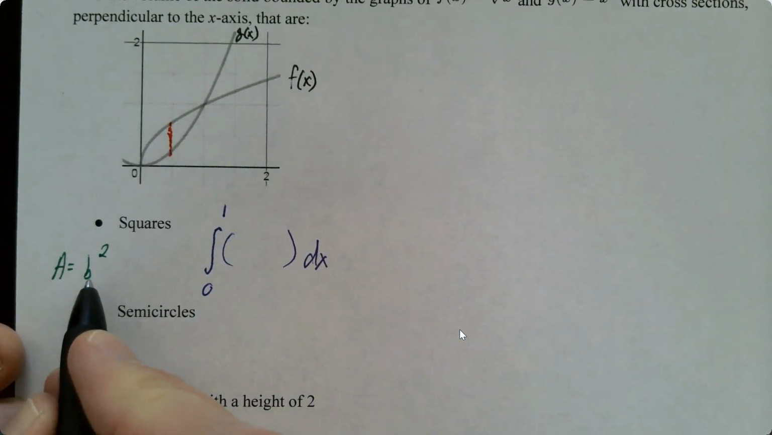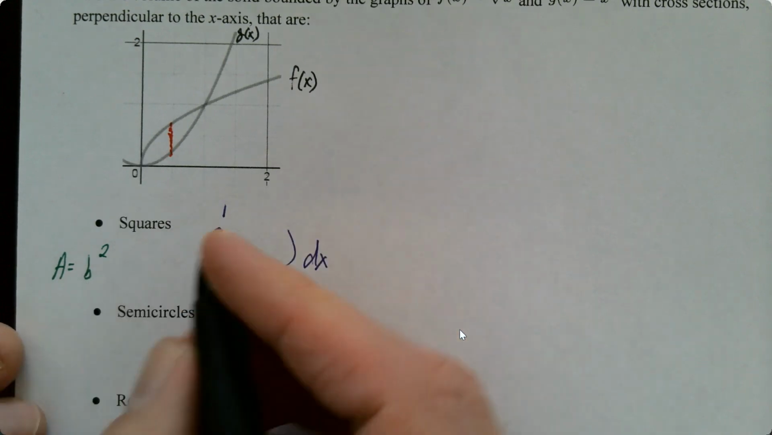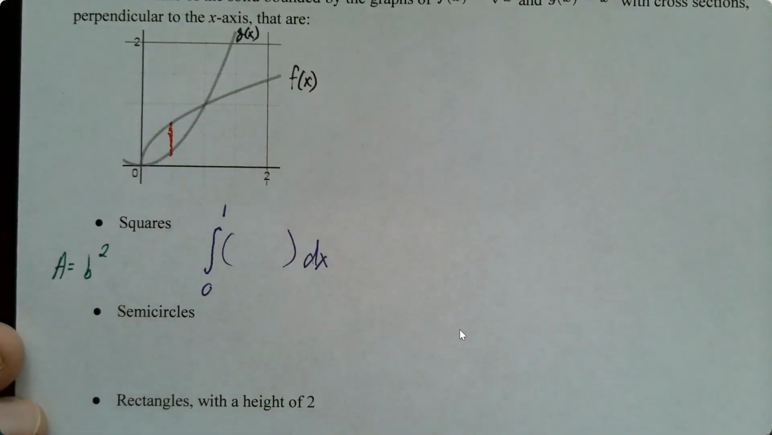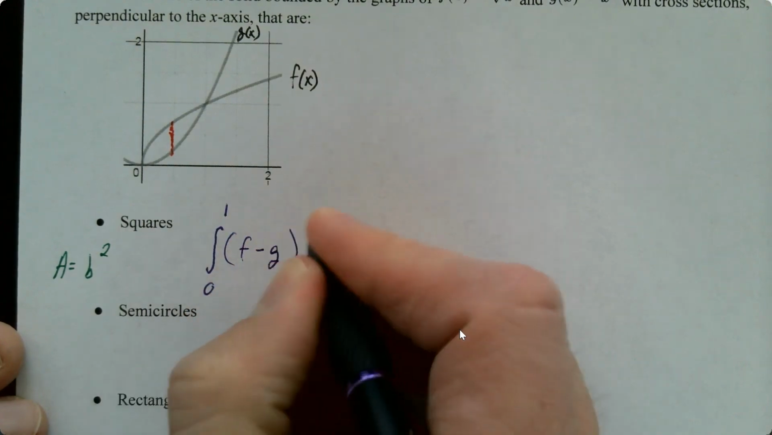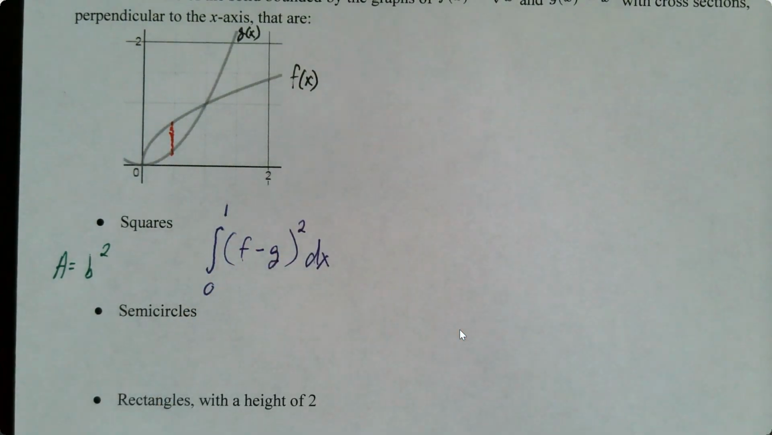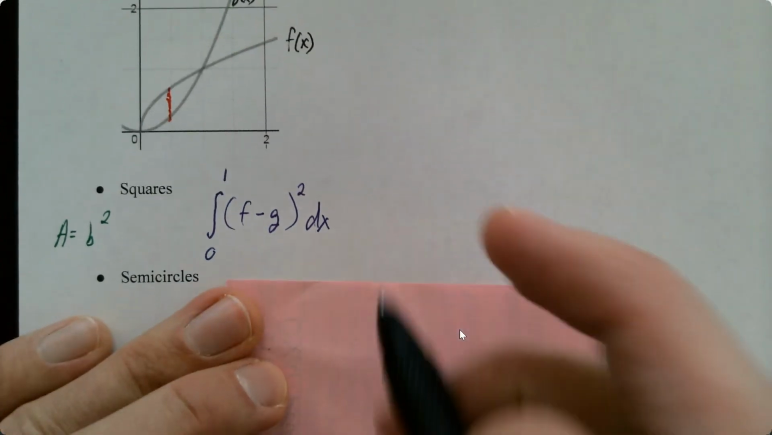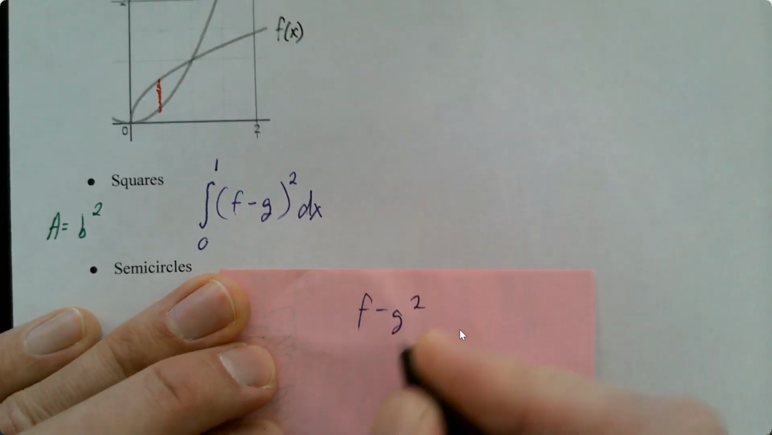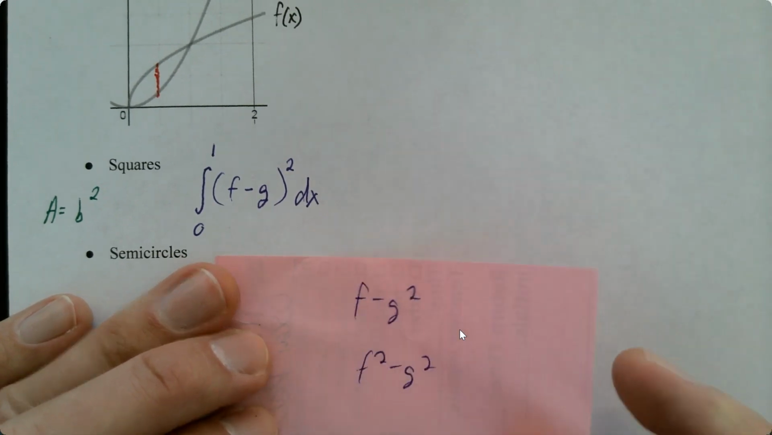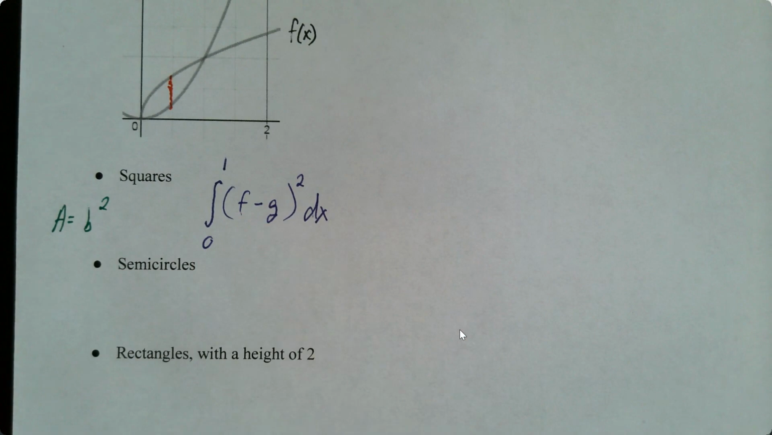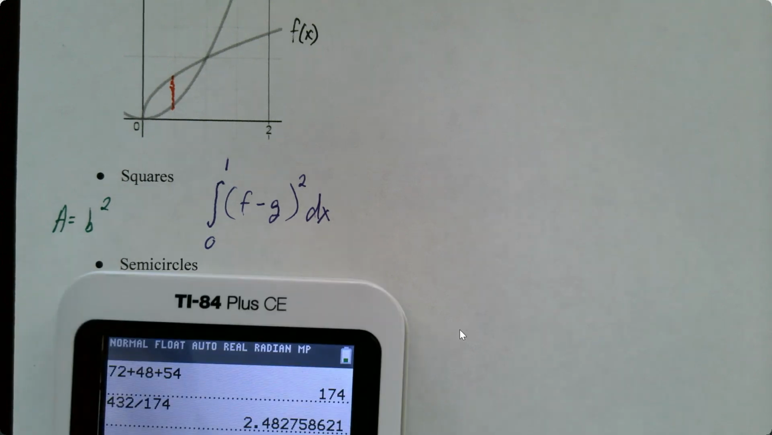So what is the base of the square? It is F minus G, all squared. Now I do want to point out that it's not this, and it's not this. Those are different issues, okay? This is what it is. So we're going to figure out what that is using a calculator, and I believe it will work quite well.